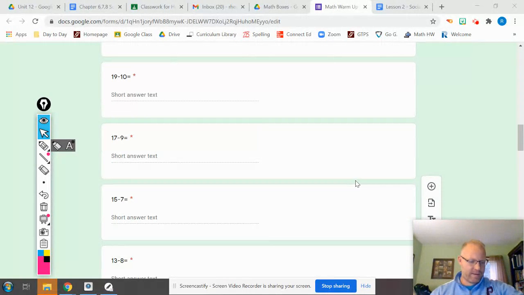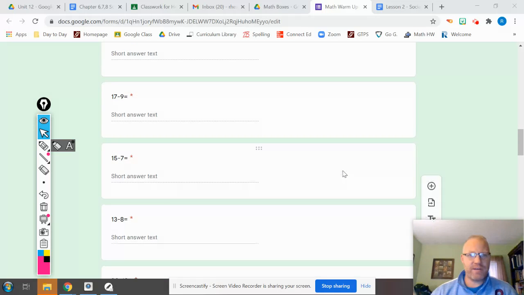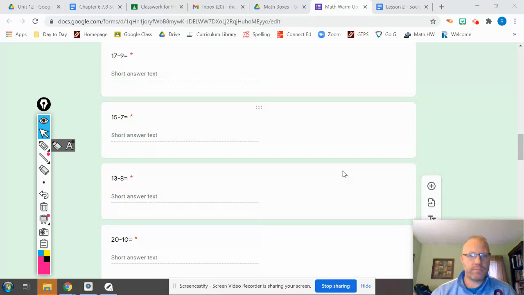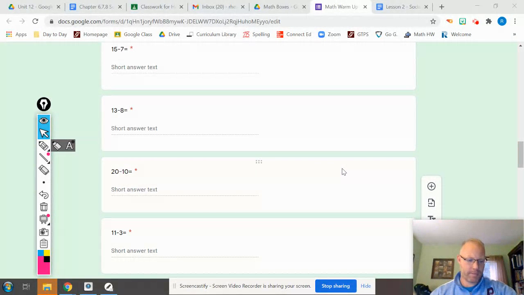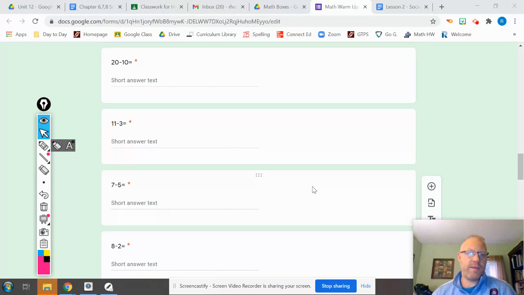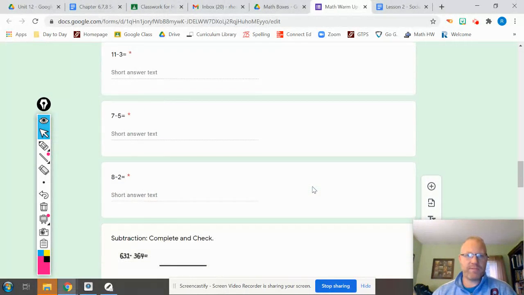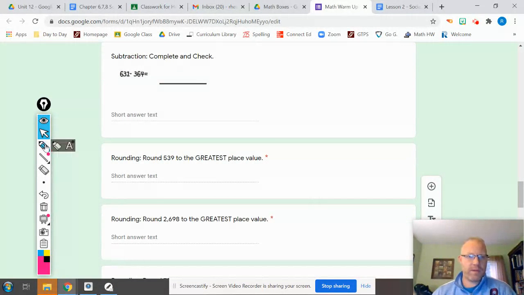So let's get started. 19 minus 10. 17 minus 9. 15 minus 7. 13 minus 8. 20 minus 10. 11 minus 3. 7 minus 5. 8 minus 2. And that brings us to a subtraction problem.